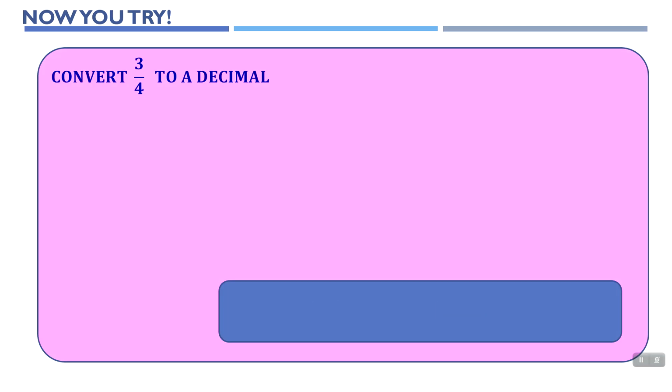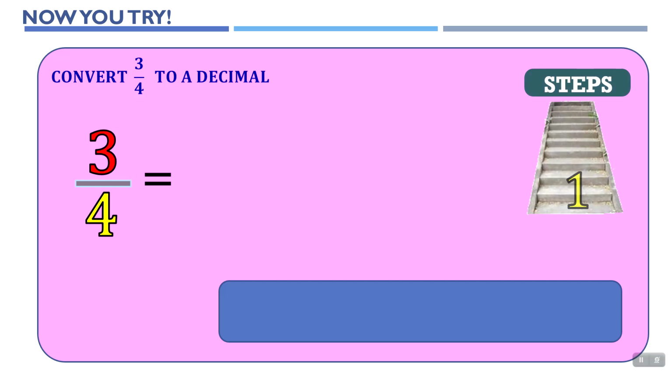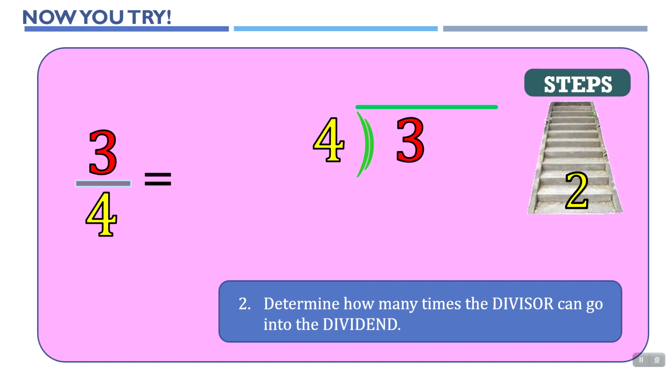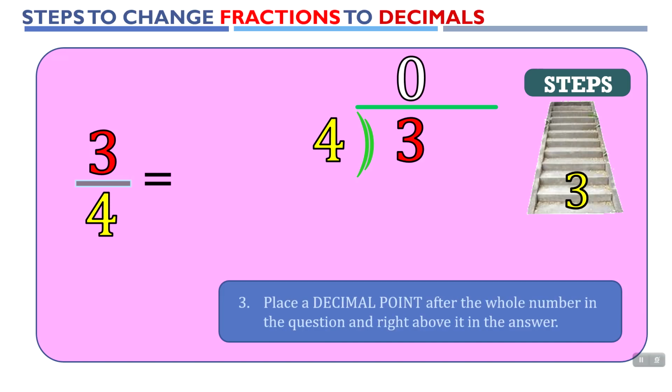Now let's convert 3 over 4 to a decimal. 3 over 4 equals what as a decimal? Step 1, we'll set up our division problem, and we divide 3, the numerator, which goes under the division sign, by 4, the denominator, which goes outside of the division sign. Step 2, we determine how many times the divisor can go into the dividend, and we see again that 4 cannot go into 3. 3 is too small to make one group of 4, so we place a 0 on the top. Step 3 tells us to add the decimal points.